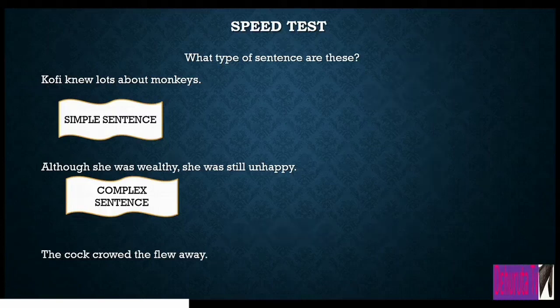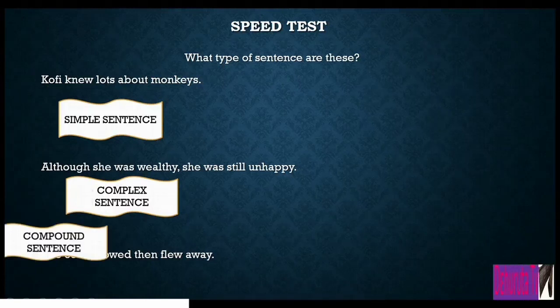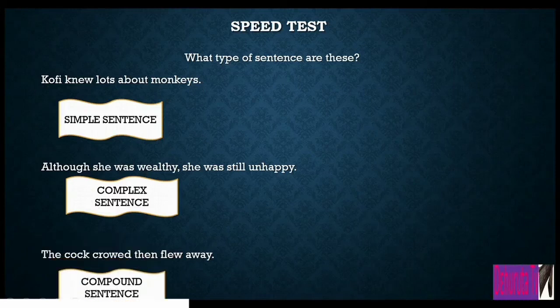Let's look at the next one. The cock crowed then flew away. So let us look at the type of sentence. It is a compound sentence.